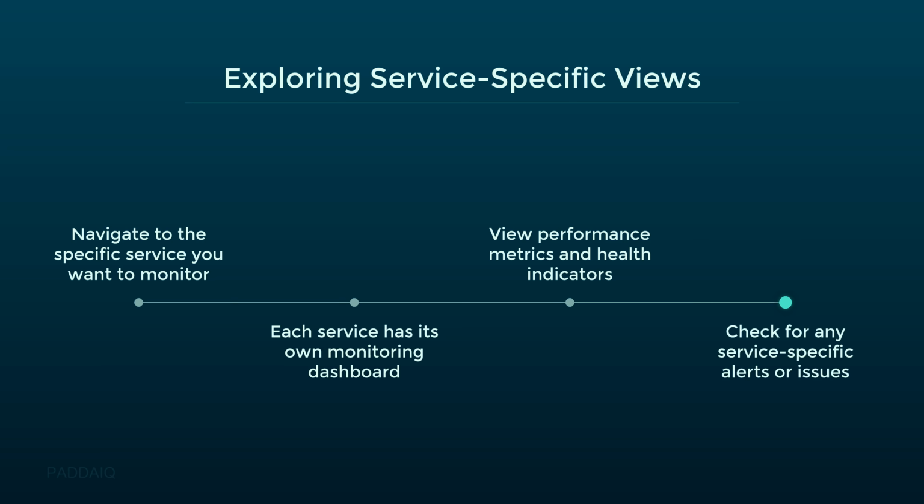Check for any service-specific alerts or issues. This means you should proactively monitor your SAP BTP services for any warnings or problems that could affect their operation. For example, if the SAP HANA Cloud Service has a high memory usage alert, you should address it before it causes downtime. Staying on top of these alerts ensures your applications run smoothly and reliably.